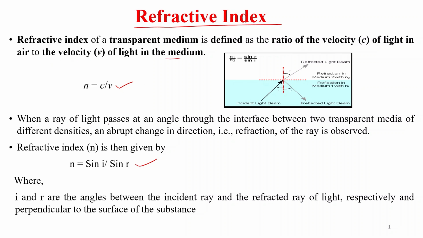When a ray of light passes at an angle through the interface between two transparent media of different densities, an abrupt change in direction, that is bending of light, happens, and this phenomenon is known as refraction. Now, refractive index is also defined as sin i by sin r. This is also known as Snell's law, where i and r are the angles between the incident ray and the refracted ray of light, respectively, and the perpendicular to the surface of the substance.